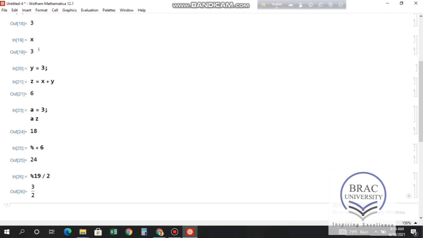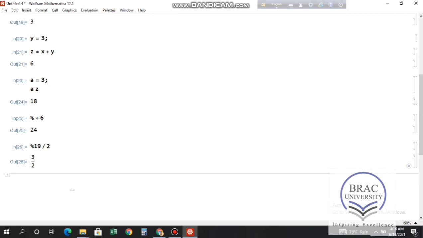Here the output is in fraction, so I want to get the output as a numerical value. So let's first write the fraction. To write the fraction, we can use control plus slash. So 3, then control slash, then 2 will give the fraction 3 by 2. And then if we write double slash and capital N and press shift enter, we'll get the numerical value.